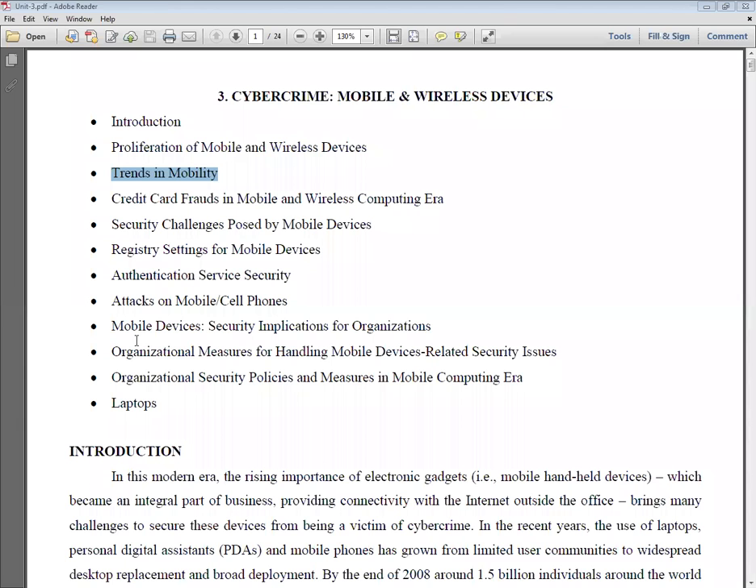Right. So not only mobile phones, the usage of laptops or personal digital assistants is also going to increase. In one survey, what they have found is that by the end of 2008, around 1.5 billion individuals around the world had internet access, right?